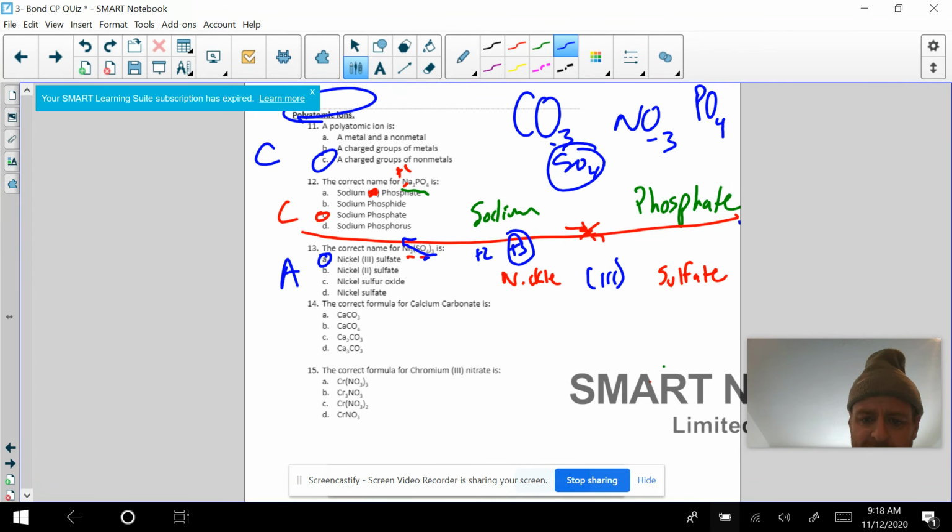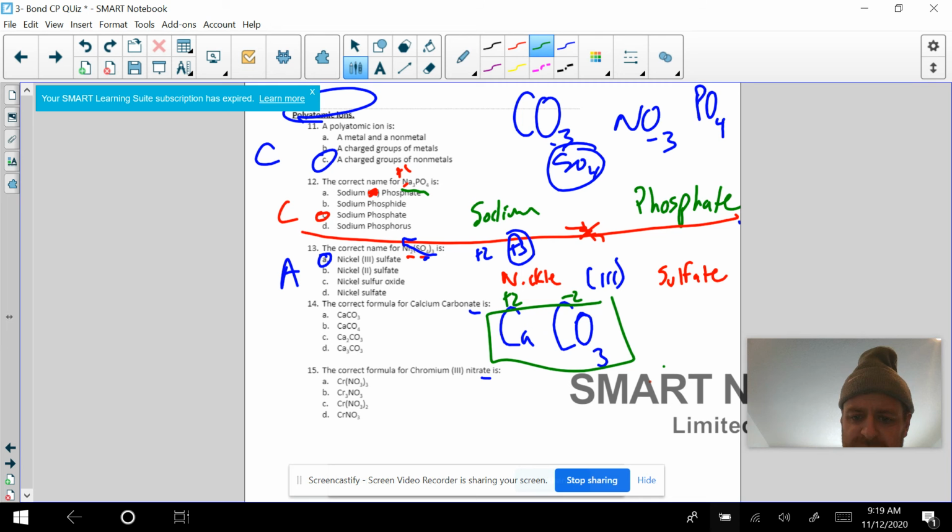Okay, so now we're writing formulas. The key here is to look for the word "ate" at the end. That tells you it's on the back side. Calcium carbonate, CO3. Same thing as we did on the last slides. Write the charges above. And this, the back side of the periodic table, tells you. So CaCO3. Bam. Done. Okay, they're equal.